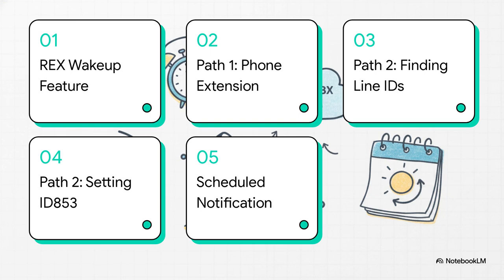So here is our roadmap for the Explainer. First, we'll look at the REX Wake-up feature. Next, Path 1, phone extension. Then we'll switch gears to Path 2, finding line IDs, followed closely by setting ID 853, and finally, we'll see how all of this culminates in the scheduled notification.